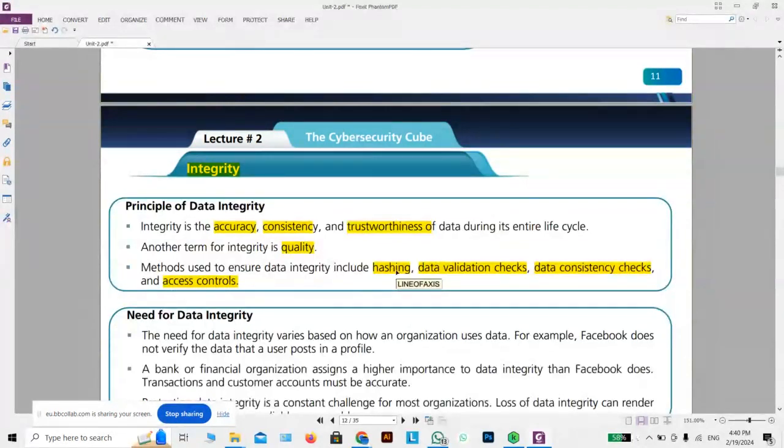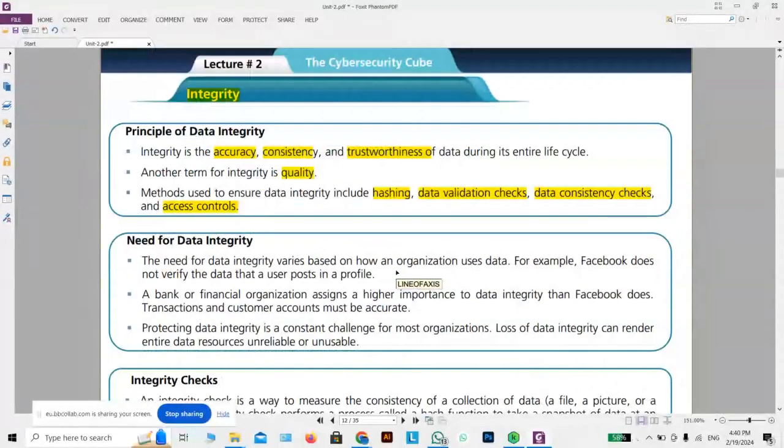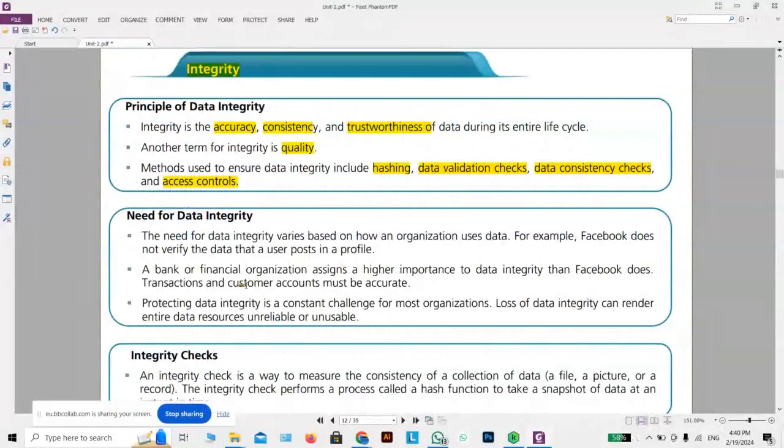There are also validation checks. Whenever we apply hashing, we can also apply data validation checks and data consistency checks, and access controls. Let's talk about the next one now.